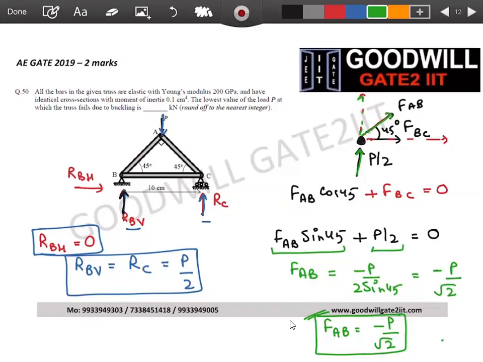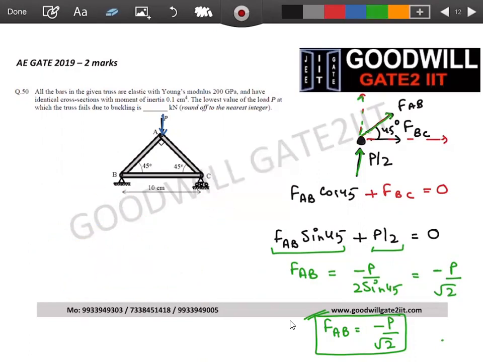All right, let me do it here only, guys. Anyhow, you people have written this, right? I don't want to change slide for this. I'll go for the last step. Just substitute, you need to calculate this. So FAB, I'll substitute here. What is FAB? Minus P divided by root 2. What is cos 45? 1 by root 2. And this is plus FBC and it goes to 0.